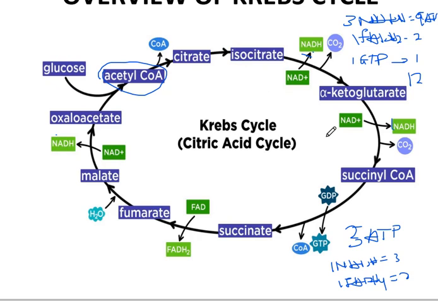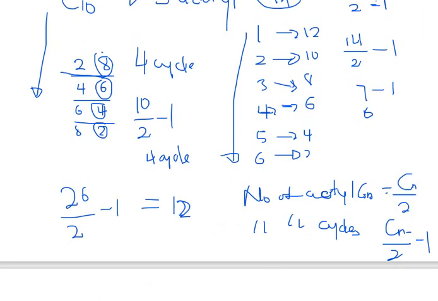Then in the Krebs cycle, we are going to have 3 NADH formed, giving me 9 ATPs, 1 FADH2 giving me 2 ATPs, and 1 GTP, which is ATP equivalent. So the number of ATPs for each acetyl CoA is 12. Now let's see how we can get the ATP produced for each fatty acid.